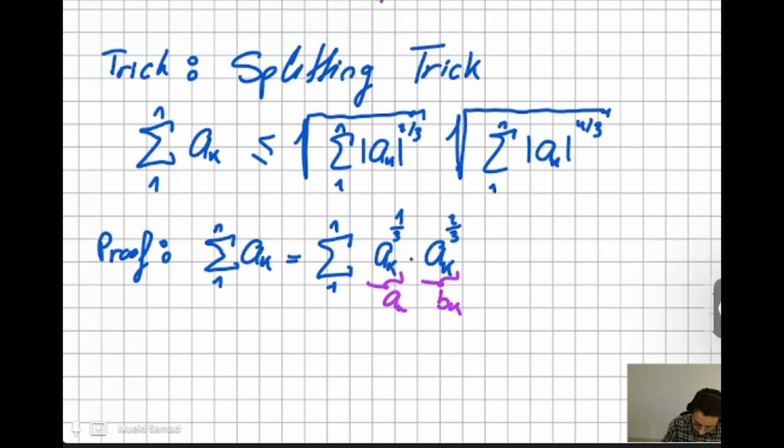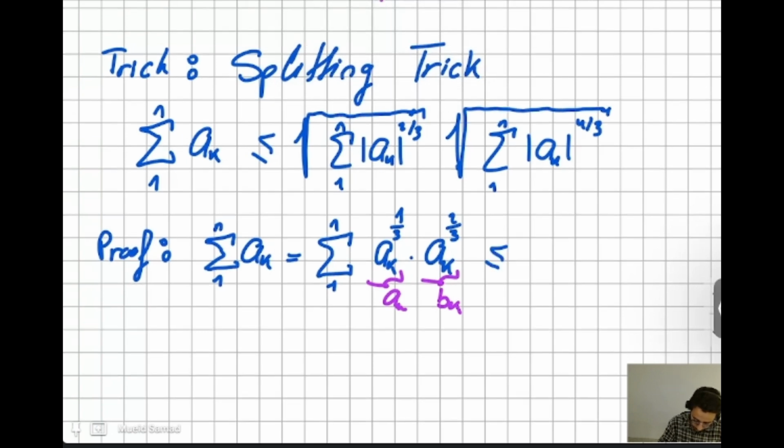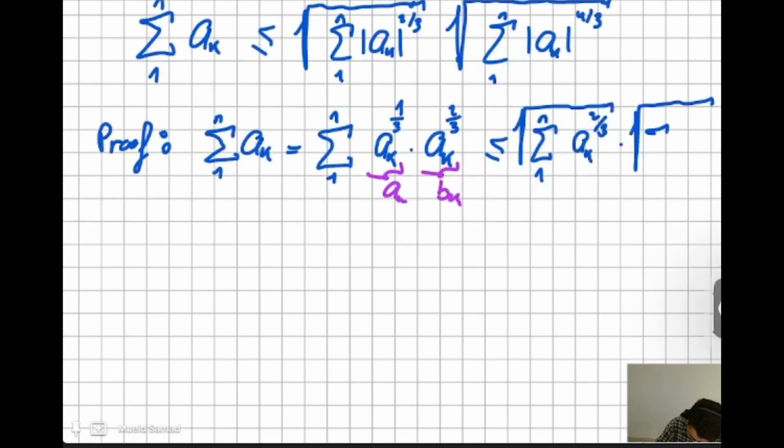This is smaller or equal to the square root of the summation of this first thing to the power of 2. We want to square it, and if we square it, we get 2 over 3, times the square root of the sum from 1 to n of ak to the power of 2 over 3. We have to square now the second part, which squared will be ak to the power of 4 over 3, and this proves our splitting trick.